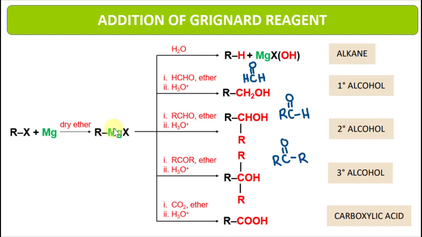The Grignard reagent reacts with carbon dioxide, followed by hydrolysis, to form a carboxylic acid. The carboxylic acid produced will have one carbon atom more than the Grignard reagent.